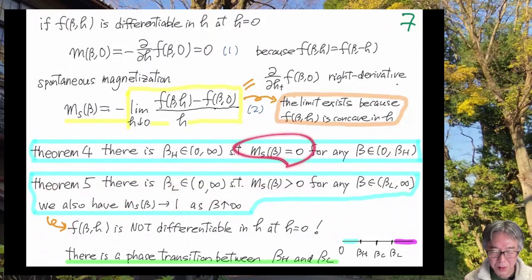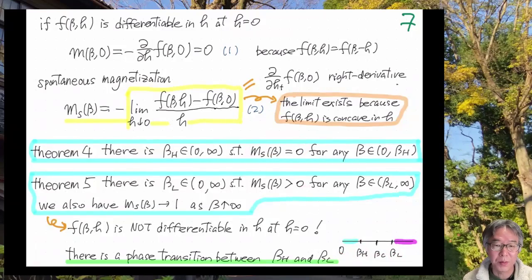So we see that this is a very rough phase diagram. This is the beta axis. What we have seen is that in this high temperature region, the small beta region, m_s is 0. And in this low temperature region, the large beta region, we see that m_s is non-zero. So there must be a phase transition in between them. And I stress that this beta_H and beta_L are not equal. So these are actually not optimal theorems.